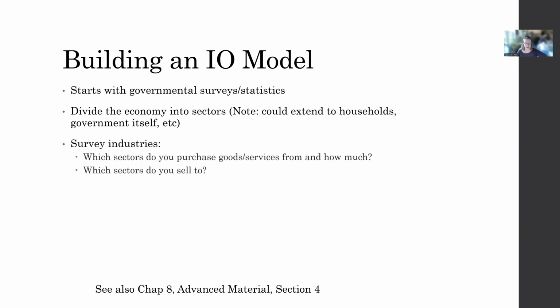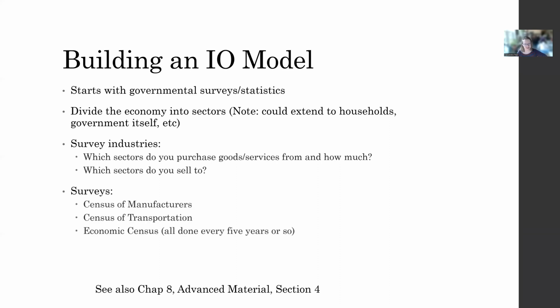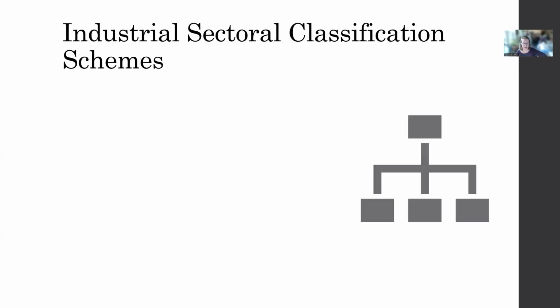And then the government would survey those industries. So which sectors do you purchase goods and services from, and how much do you purchase in price value? And then which sectors do you sell to? And they collect this information for as much of the economy as they can get their hands on, I suppose. The surveys might include census of manufacturers, census of transportation, an economic census, which is done every 5 years or so. I think we're due for one in 2020, which obviously didn't happen. And so the EEIO models are a little bit dated at present, but hopefully there'll be a new one coming out soon. And that's just the economic model that the government sets up.